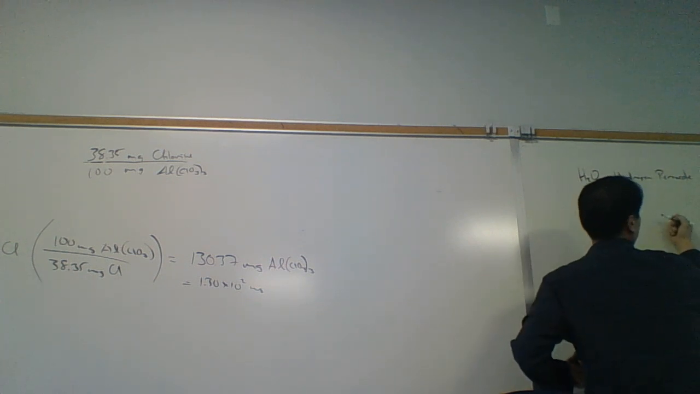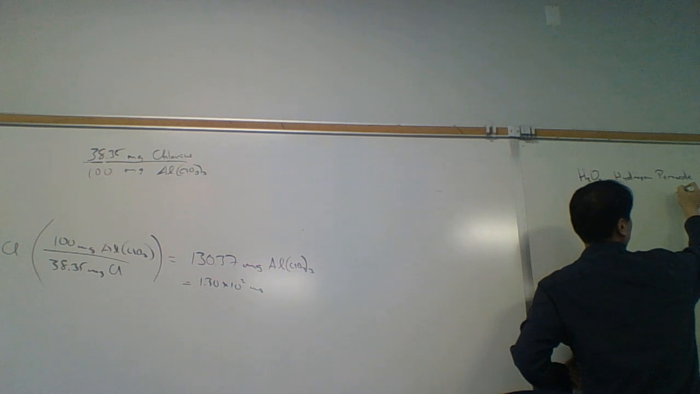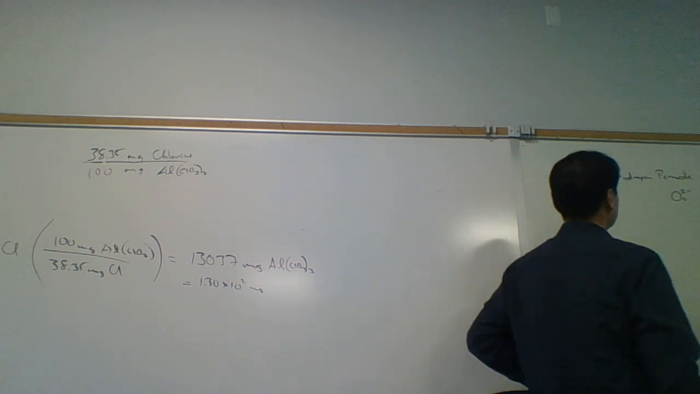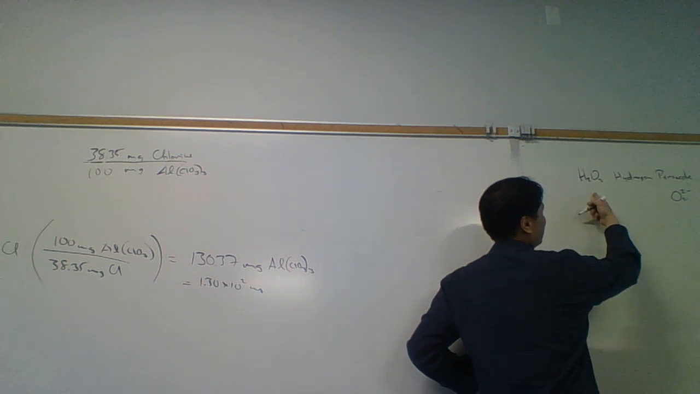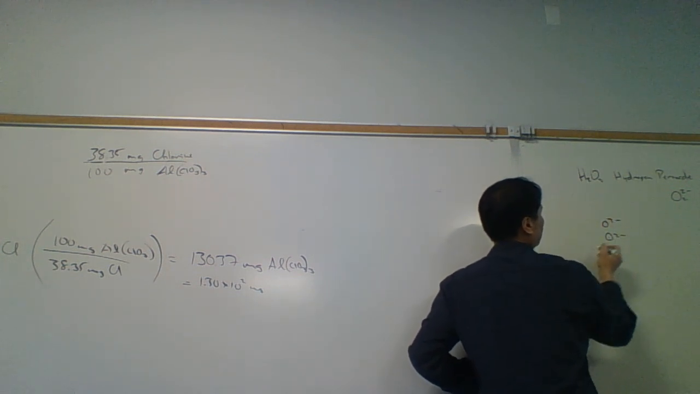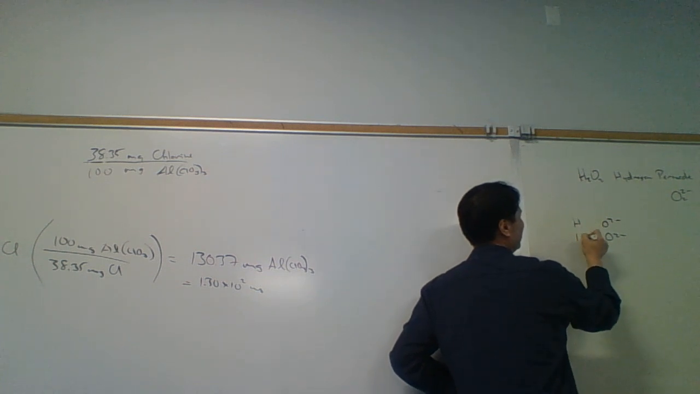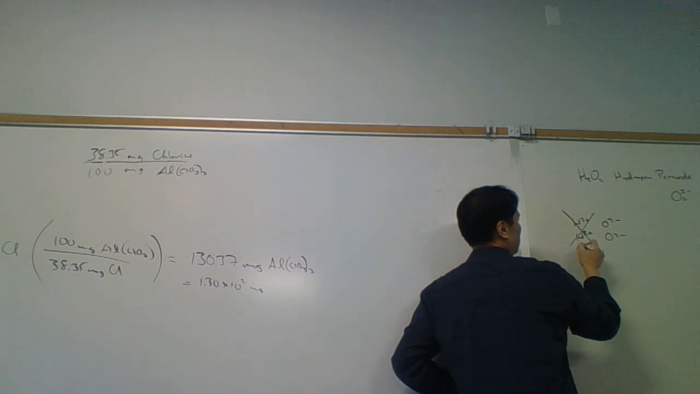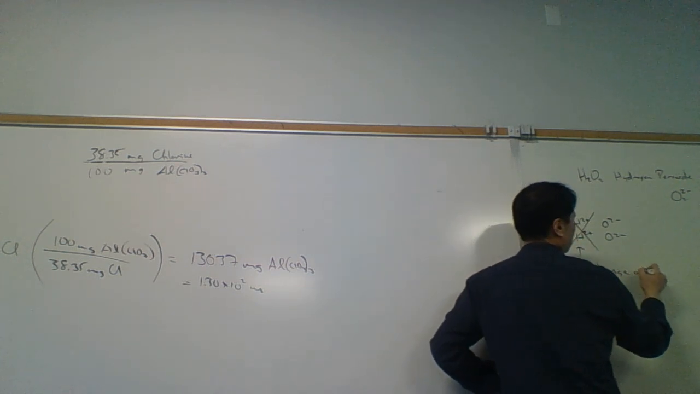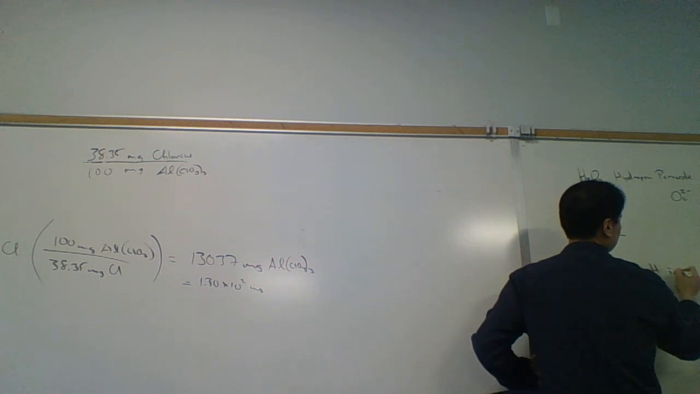Peroxide, what's the formula for peroxide? O2, 2 minus. That's peroxide. This can't be hydrogen oxide, because if this were oxide, then each hydrogen must be 2 plus. 2 plus is not possible. 2 plus charge on hydrogen is impossible.